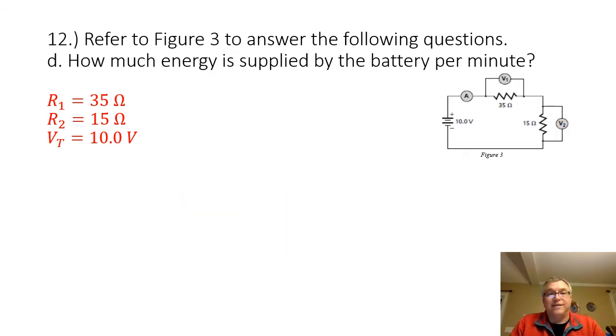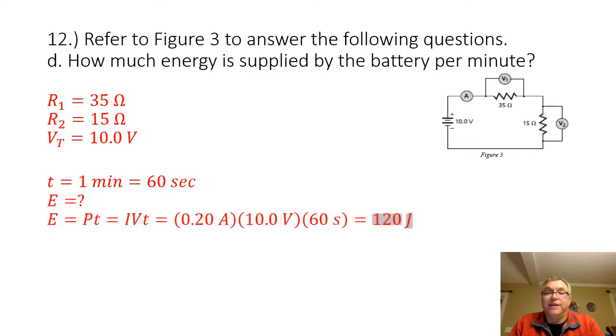Part D asks, how much energy is supplied by the battery per minute? First thing I need to do, I'm going to have to convert my minutes to seconds. I know that 1 minute is equal to 60 seconds, and I want to find the energy. I know that energy is equal to power times time, and I know that power is equal to current times voltage. Remember, P equals IV. So I know the current is 0.2 amps. The voltage of the battery is 10 volts times 60 seconds is going to give me 120 joules of energy.